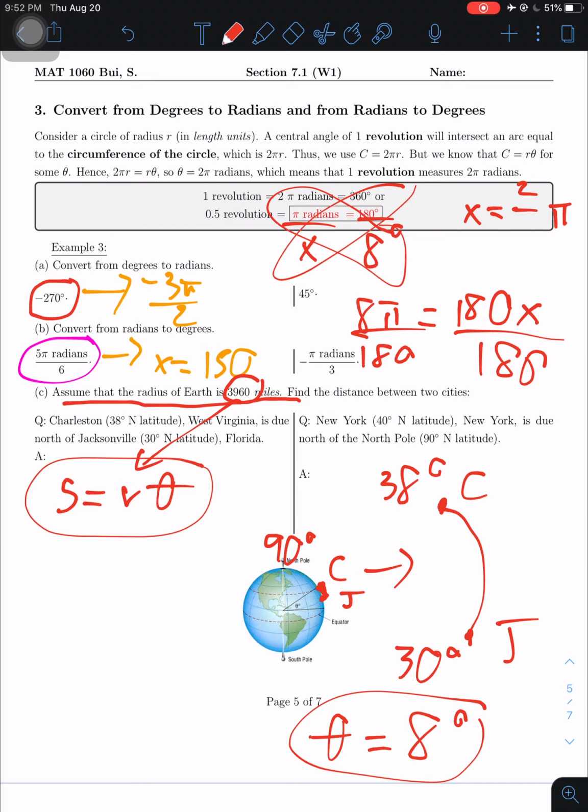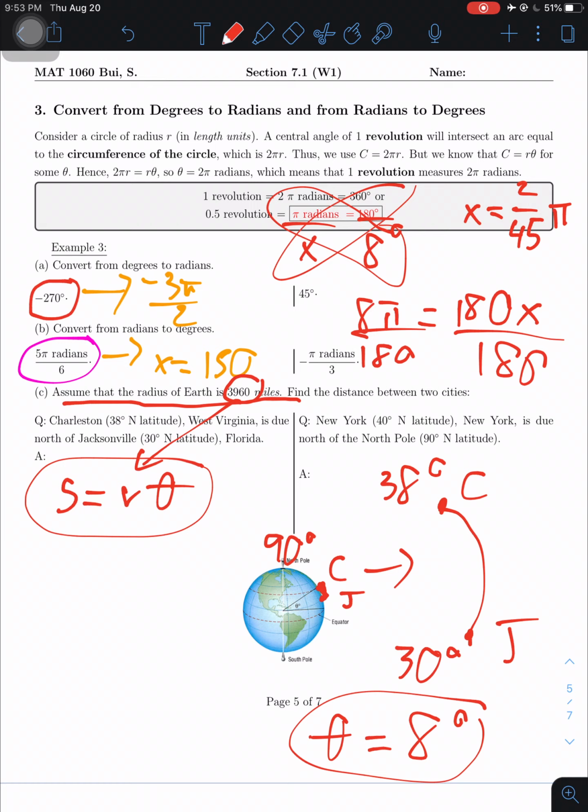4 goes into 180, how many times? I would say 45. Okay, please double check the work in here, because you have the calculator, and for the sake of time, I usually do it mentally.